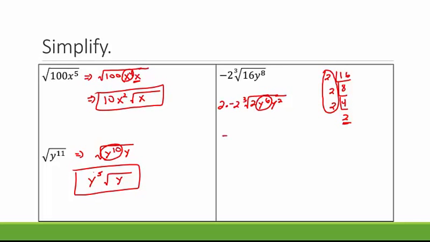So now I have negative 4 outside the radical. The cube root of y to the 6th, 6 divided by 3 is 2, so y squared. And then left over on the inside, I have a 2y squared.